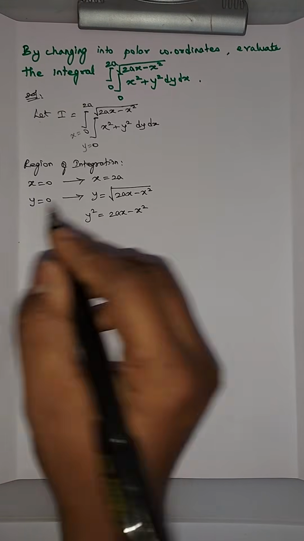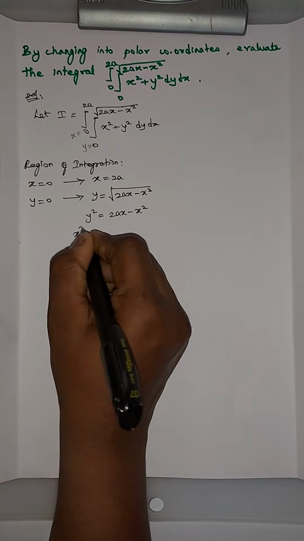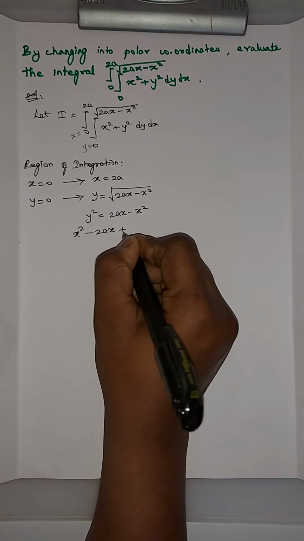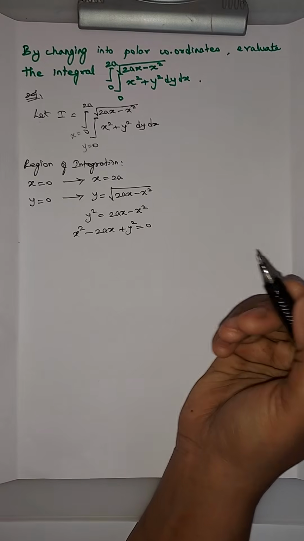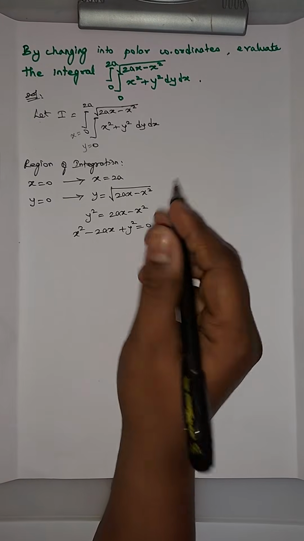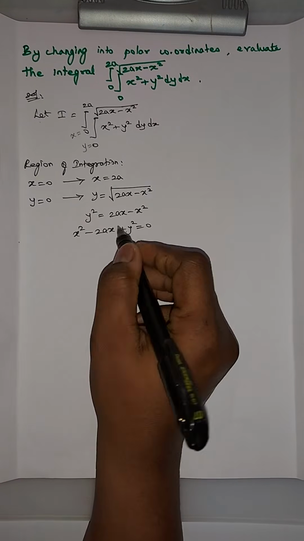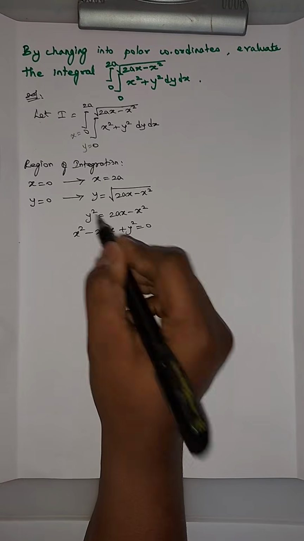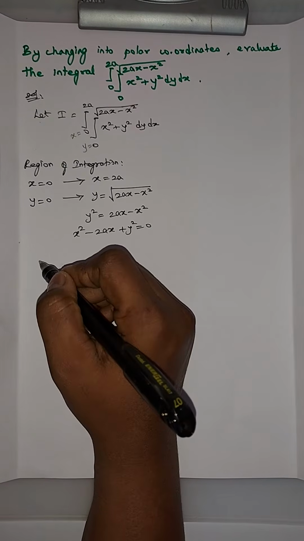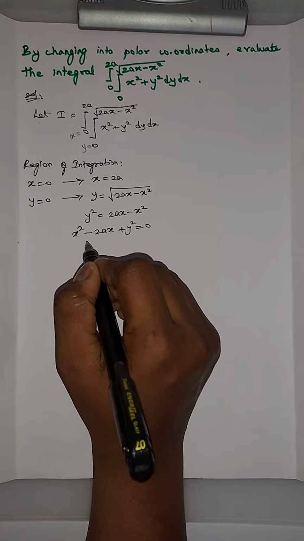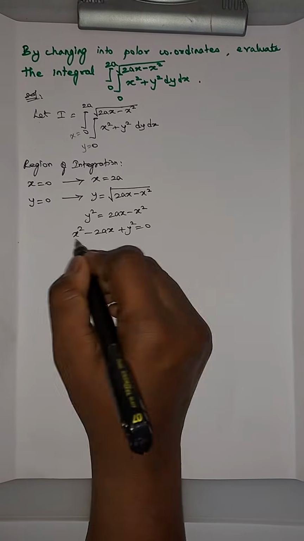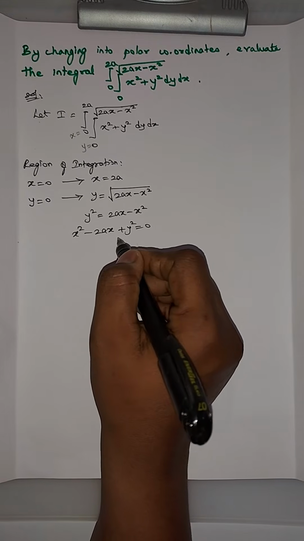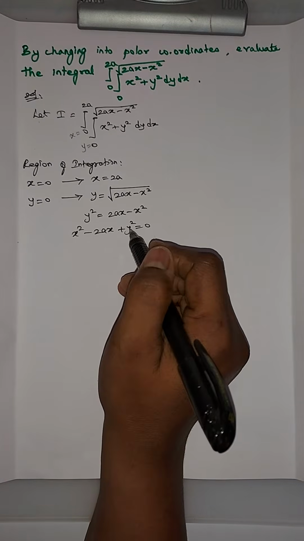Again rewriting this as x square minus 2ax plus y square is equal to 0. I have taken all the terms to the LHS. So this is nothing but the equation of a circle, where we have to find the center and radius.